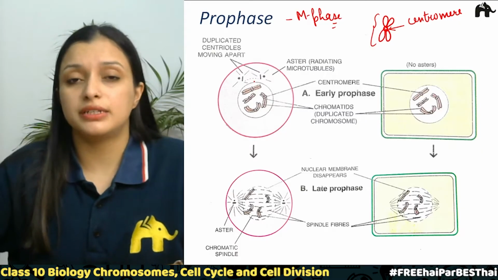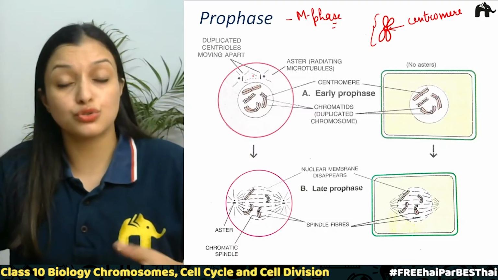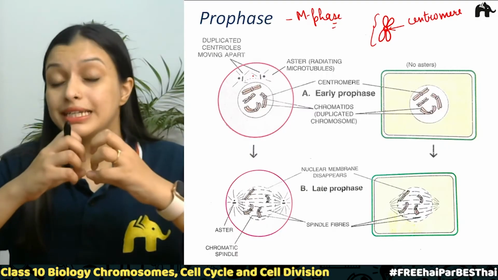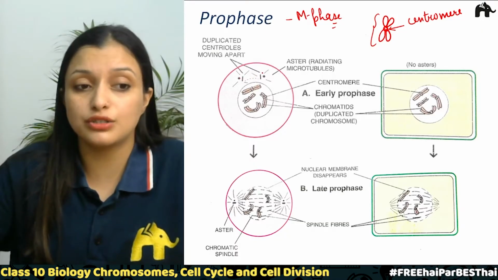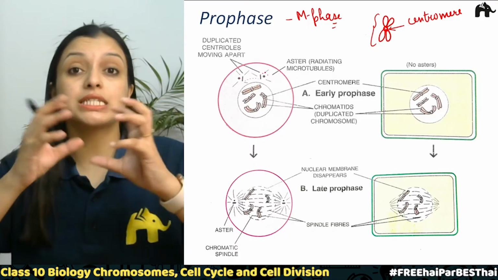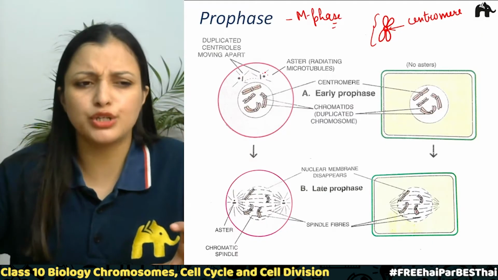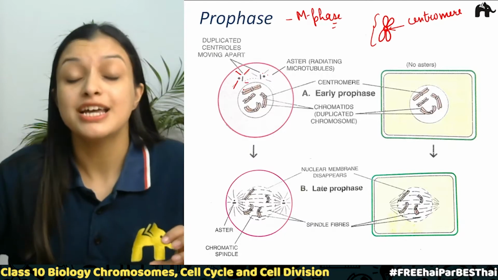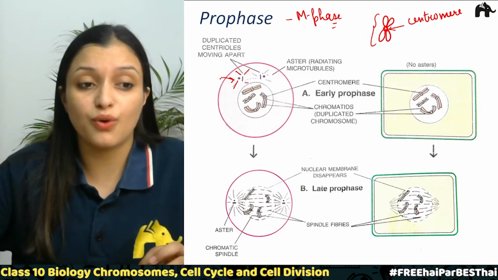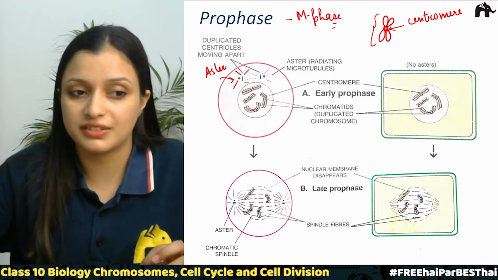Now in case of animal cells, we studied that there are centrosomes. This centrosome duplicates and forms two centrioles, and these are the two centrioles. If you see, they start moving away from each other. And do you see these ray-like structures over here? What are these called? Asters, right?